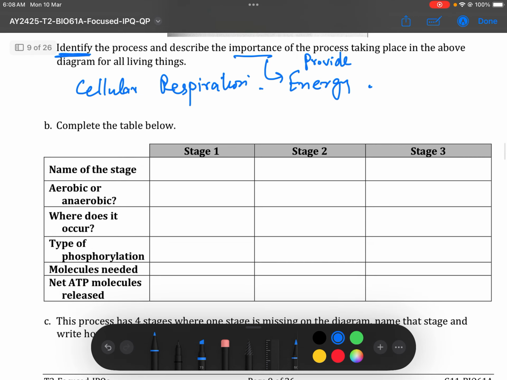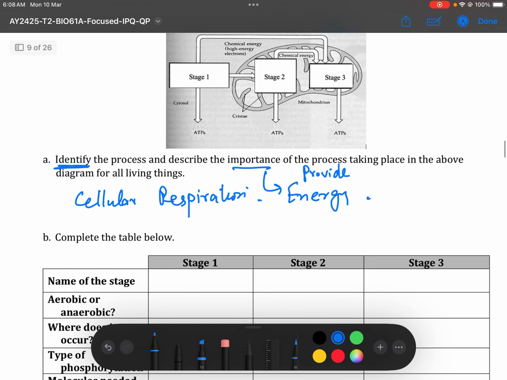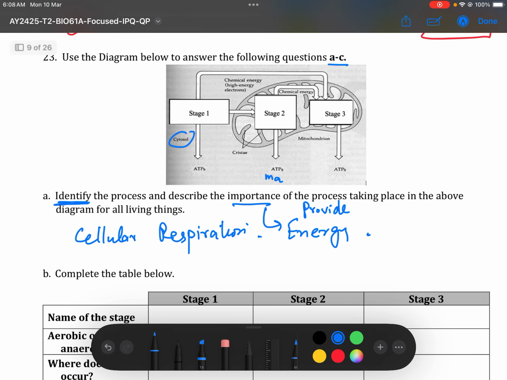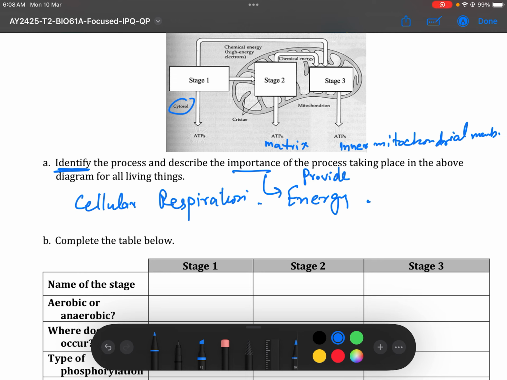Here you need to name the stages. You need to say if it is aerobic or anaerobic, where it occurs, the type of phosphorylation, whether it is substrate or oxidative, what molecules you need, and how many ATPs you produce. So stage 1 is glycolysis. It's written here on the diagram, by the way. Stage 1 takes place in the cytosol, while stage 2 takes place in the matrix, while stage 3 takes place in the inner mitochondrial membrane. Stage 1 glycolysis, stage 2 Krebs cycle, stage 3 electron transport chain.